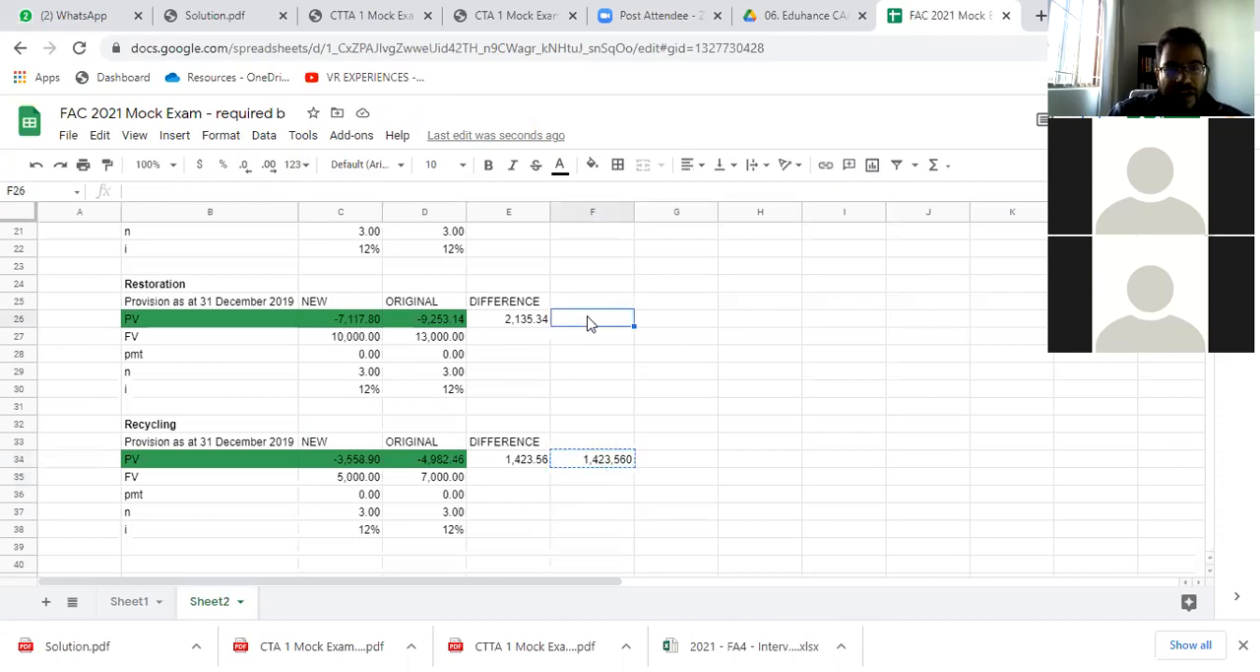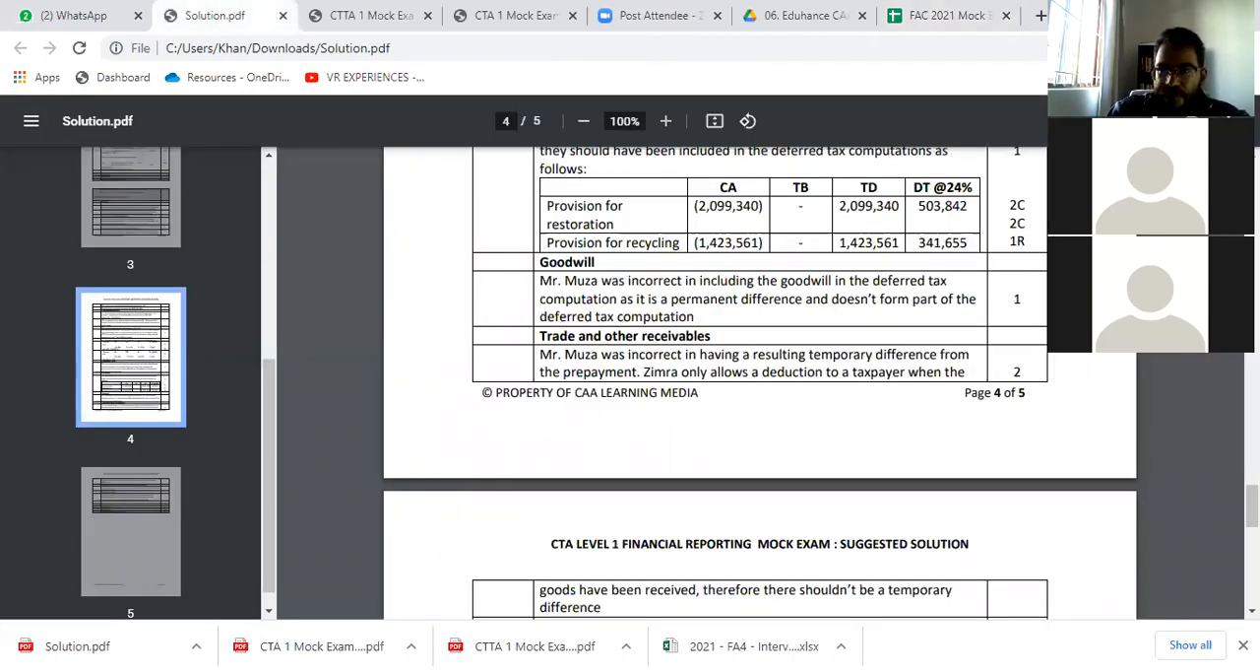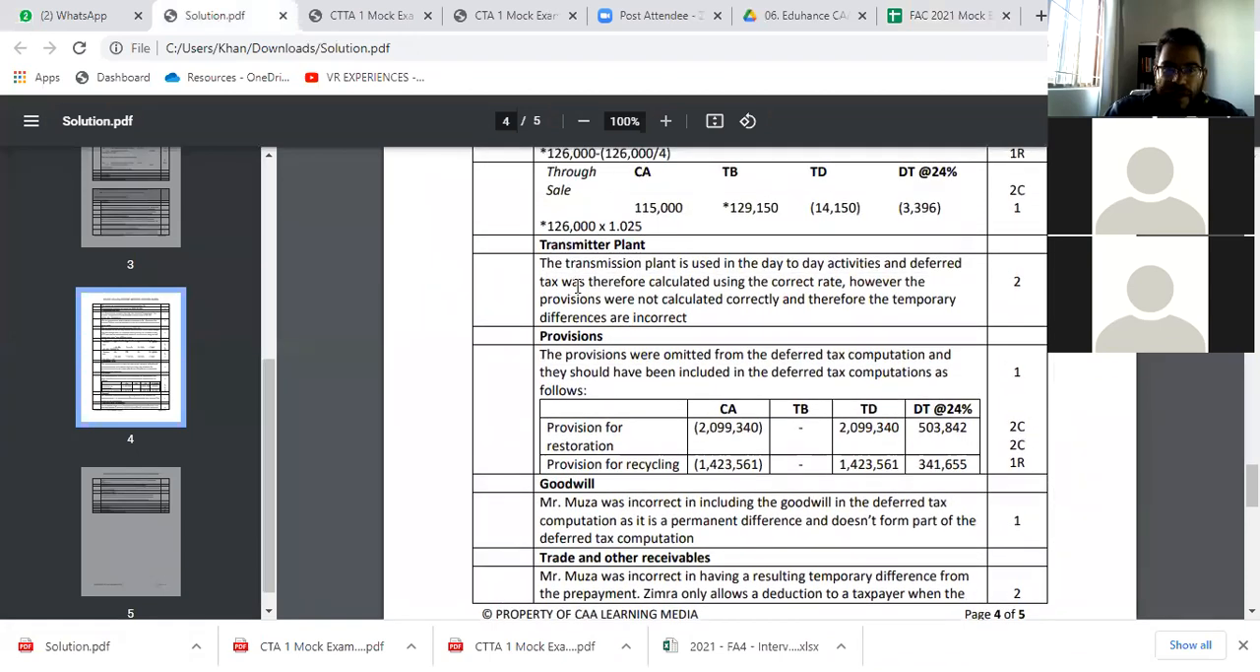Because, yeah, I don't know how they get to it, so let's look at it. So they're saying, but the provision for restoration. So yes, the transmission plant is used in the day-to-day activities, and deferred tax is therefore calculated using the correct rate. However, the provision was not calculated correctly, and therefore the temporary differences are incorrect. Okay, now the provisions were omitted from the deferred tax computation, and they should have been included in the deferred tax computation as follows. I don't understand why.